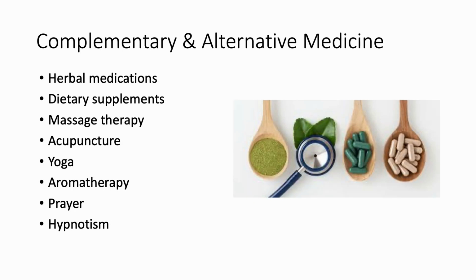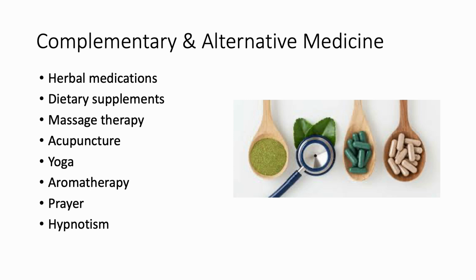Then we have complementary and alternative medicine. So this is going to be stuff that's not technically FDA approved that people use for their health benefits that are well recorded. So any kind of treatment or service outside the traditional healthcare system is going to be known as complementary and alternative medicine. This includes systems such as homeopathy, naturopathy, chiropractic, and traditional Chinese medicine, as well as specific treatments such as herbal medications, dietary changes, massage therapy, yoga, aromatherapy, prayer, hypnotism, things like that.